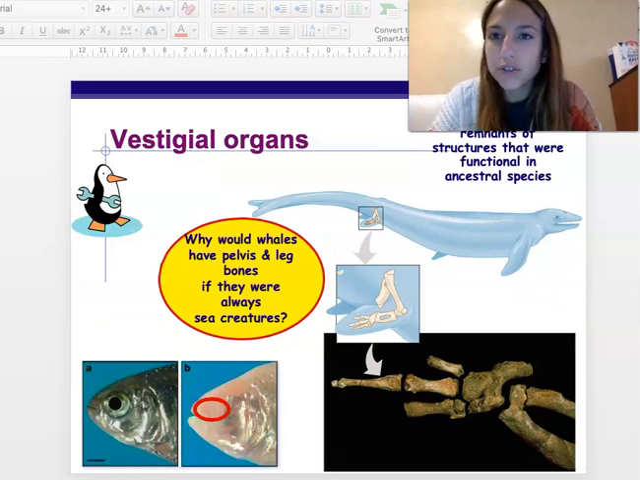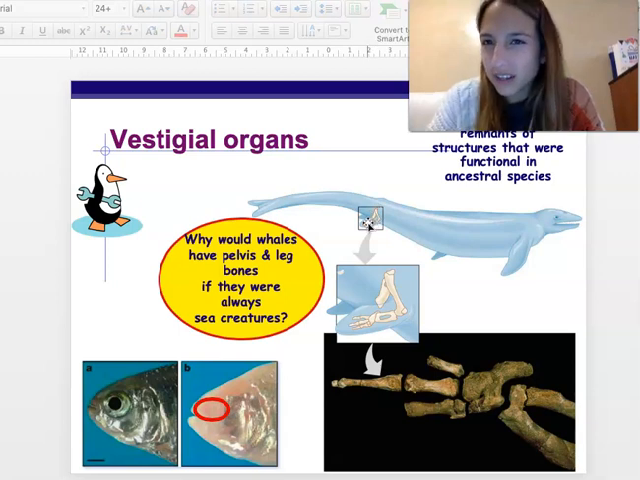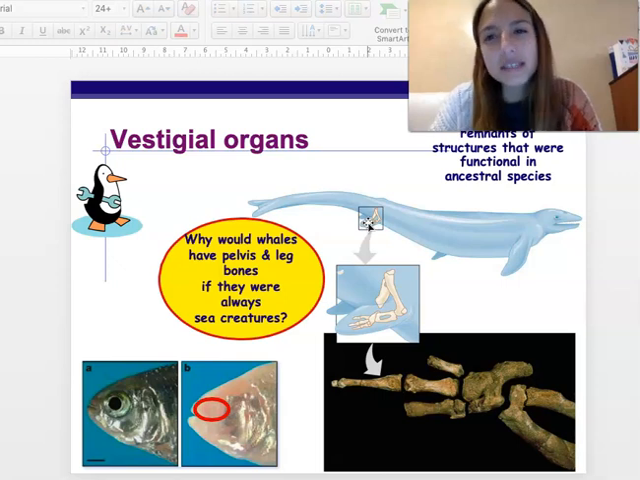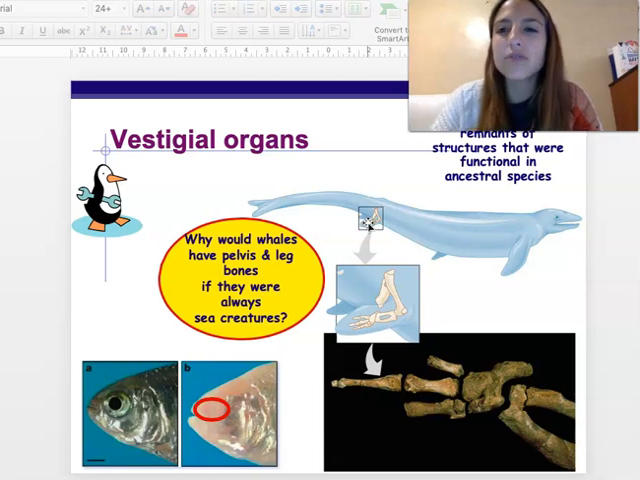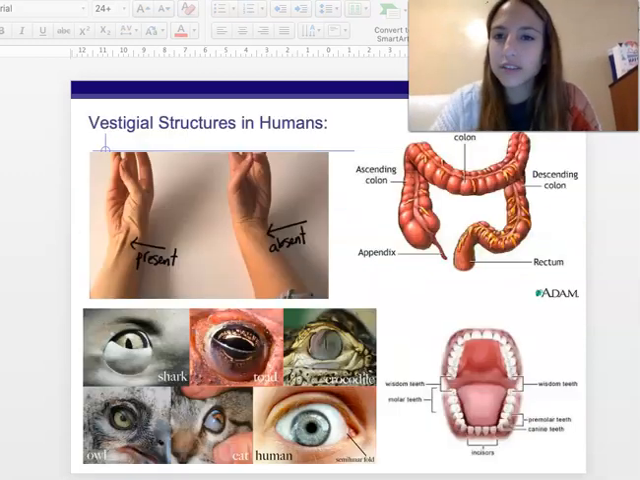We can also see evolution through vestigial organs. These are remnants of things that no longer really function. For example, this little foot-like bone in different sea animals is not necessarily functional, but it stays there because it is a vestigial organ, a remnant of past common ancestors. We can also see this in human beings.